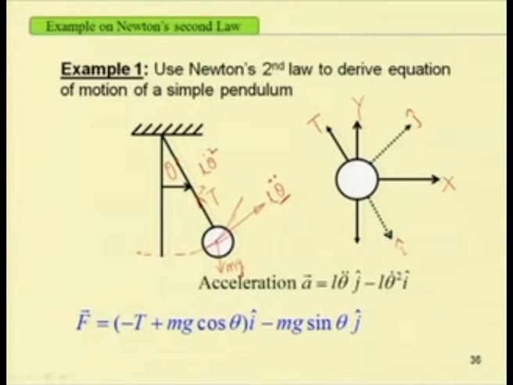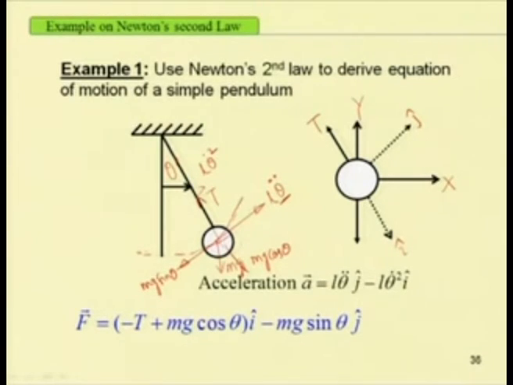So, this is subjected to a force T, that is tension, and mass m, and this mg force, mass into acceleration due to gravity. The mg force can be divided into two parts. One is tangential to the path, and the other one acts along this direction. So, this is equal to mg cos theta, and this term equal to mg sin theta.